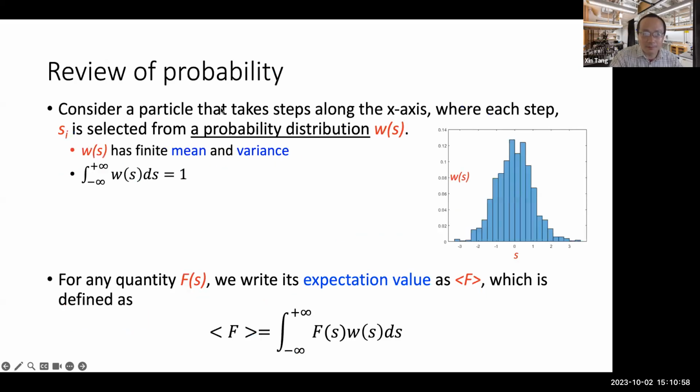First of all, in the last lecture we talked about the probability distribution. Consider a particle that takes steps in one dimension, in one direction along the x-axis. Each step is called S. Now take 1, 2, 3, 4, many steps. The step identity, which step, is the subscript i. Step 1 is S1, step 2 is S2, step i is Si.